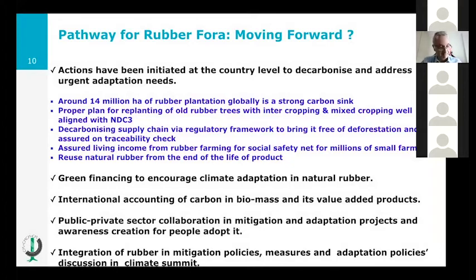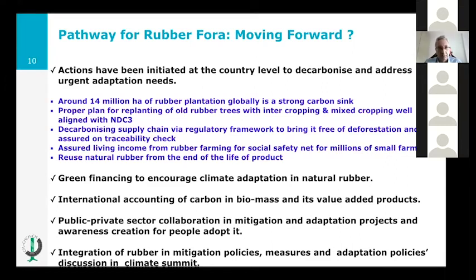What is the pathway for the rubber sector moving forwards? The actions are already initiated at the country level, as already mentioned in the NDC and the NDP action plans. But looking at the rubber segment, around 40 million hectares of rubber plantation is a very strong carbon sink. And then a proper plan for replanting of old trees with a good ecosystem model rather than a monocrop, intercropping and mixed cropping, which is well aligned with the national NDC3, which was mentioned earlier.